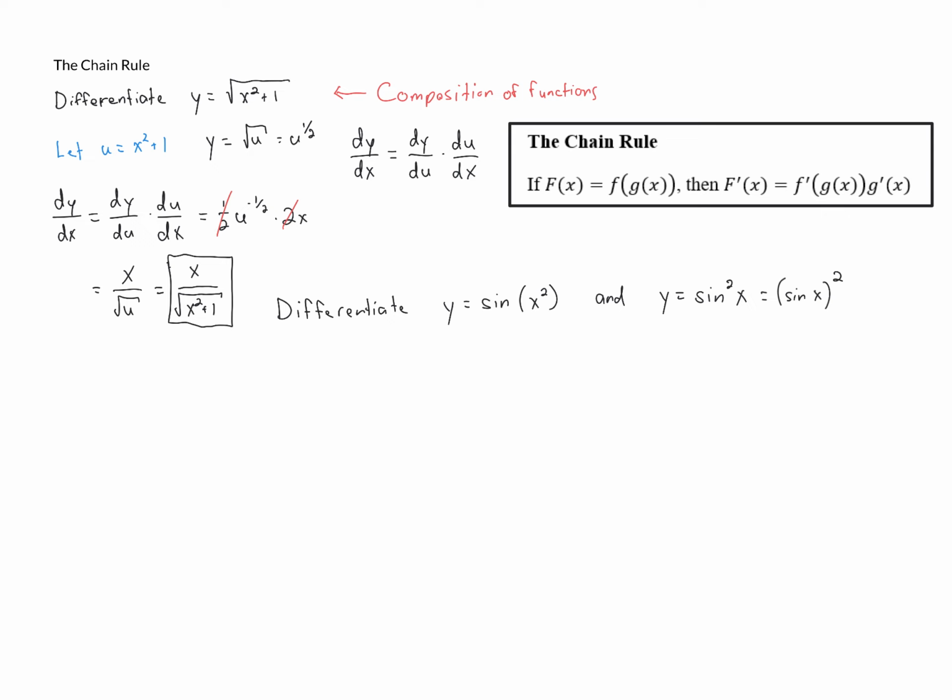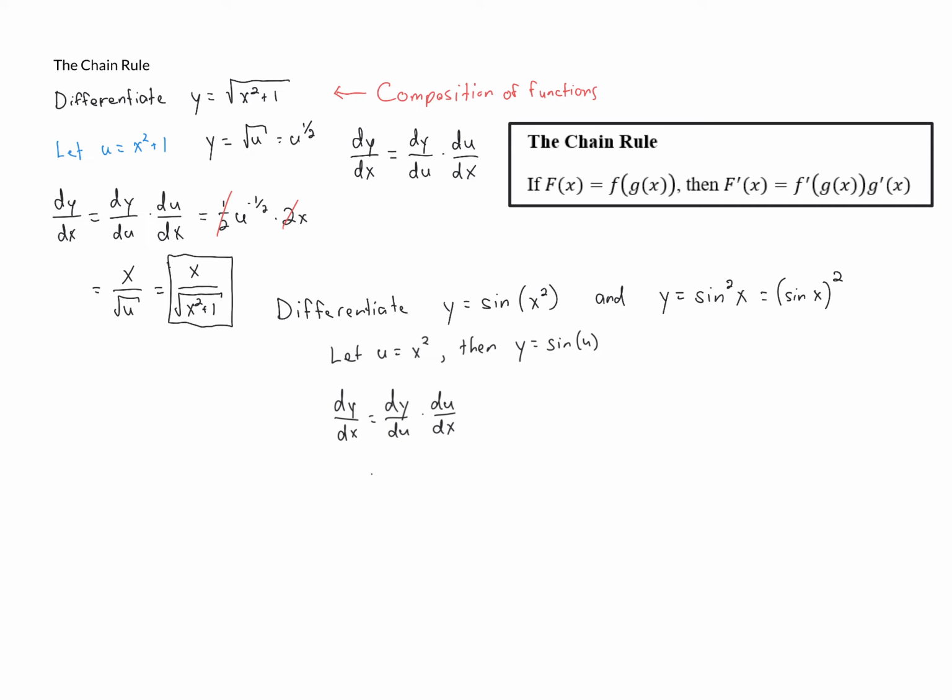Let's go through and differentiate both of these. We're going to start with y equals sine of x squared. Let's let the inner function be u. So u is our x squared. And if we do that, then we can think of y as sine of u. And our chain rule says that if we want to differentiate y with respect to x, we've got to take dy du times du dx.